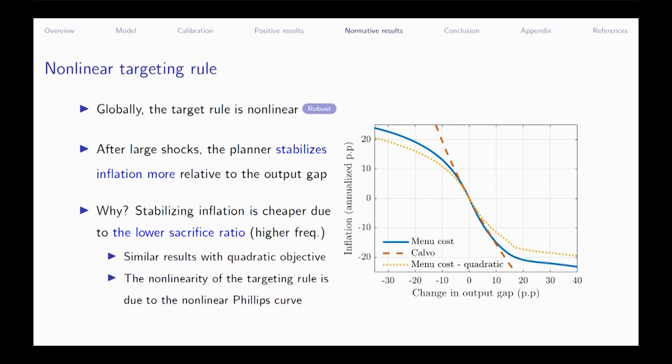Well, we do a test of that conjecture by putting the quadratic objective of the Calvo model, which is a good approximation of welfare in the Calvo model, as we know, into our menu cost model. And it turns out that the results are very similar. This is the yellow dotted line here. We again obtain the fact that the central bank leans aggressively against inflation for large shocks. And so the nonlinearity of the targeting rule is really due to the nonlinear Phillips curve.